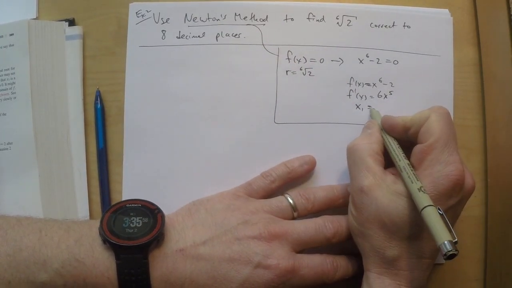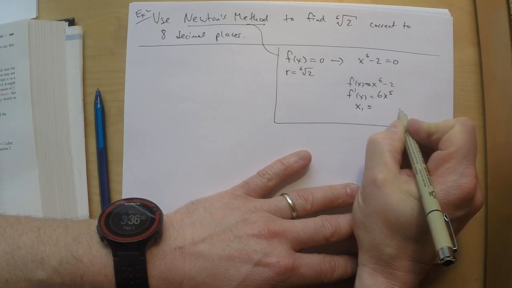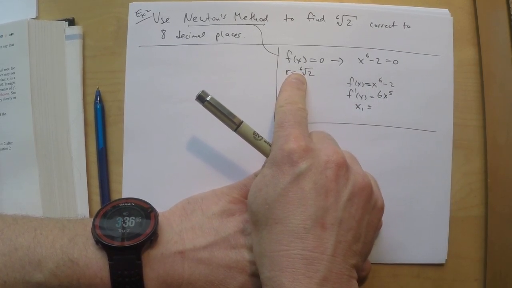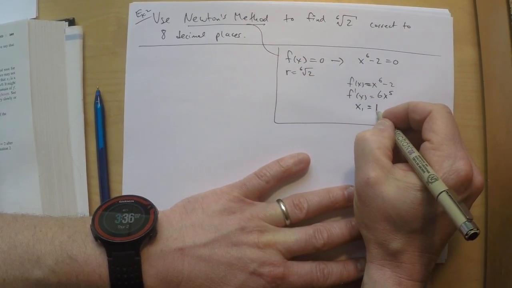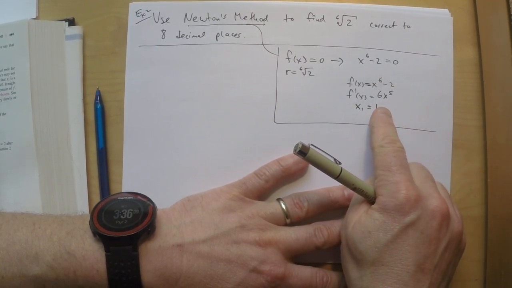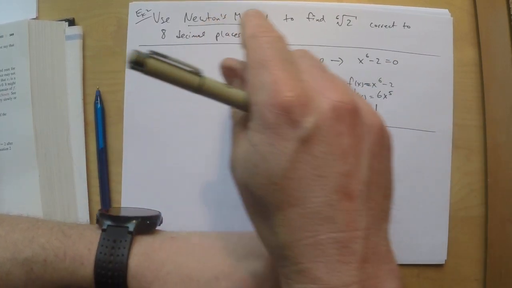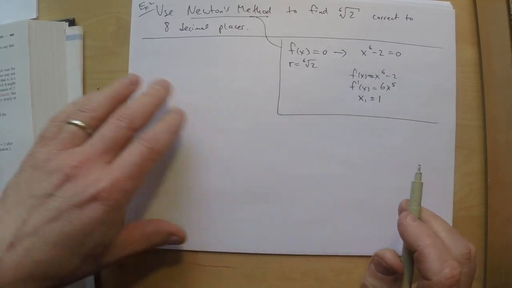Now if I have nothing to go on, I might just take a wild guess that doesn't even make sense. But I kind of know the 6th root of 2 is between 1 and 2. So I might take my first guess as 1. Try it with 100, it's just going to take longer to get to 8 decimal places because you're going to be so far away. Okay?